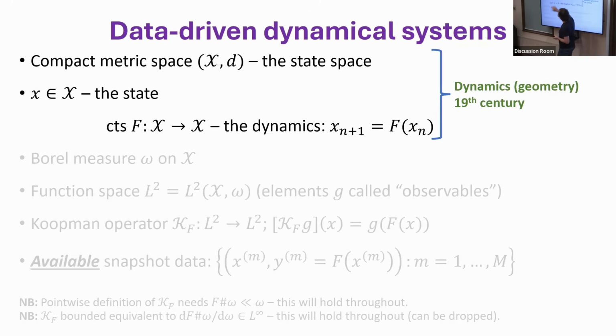So we'll be working on some, typically compact, metric space. You can often drop the compact. So this is the state space. And you have a continuous function f that governs a discrete time dynamical system. Okay, so I'm not throwing in any noise or anything like that at the moment. So the state at time n plus 1 is f of the state at time n. This is sort of the classical viewpoint.